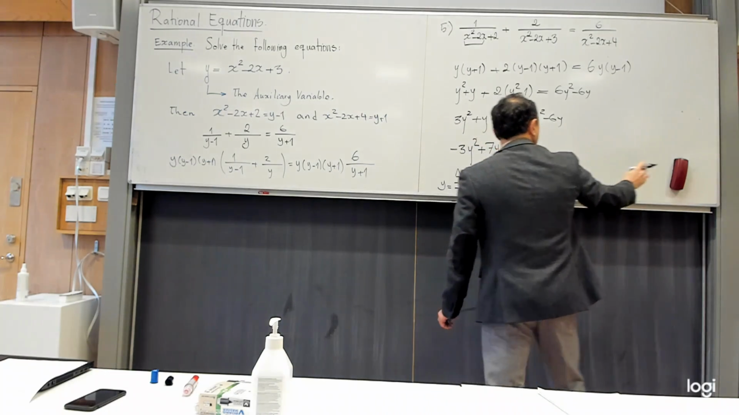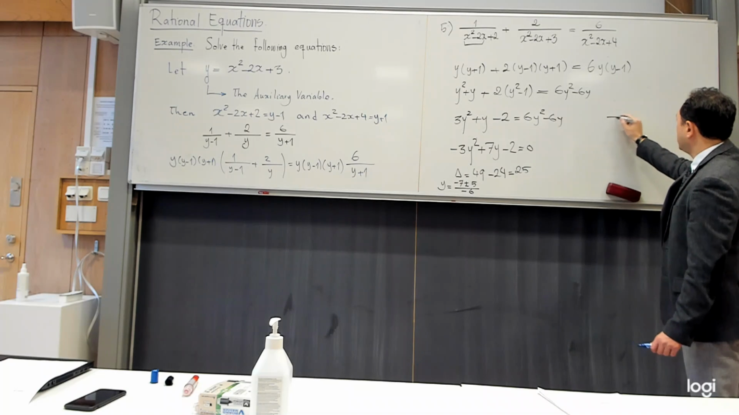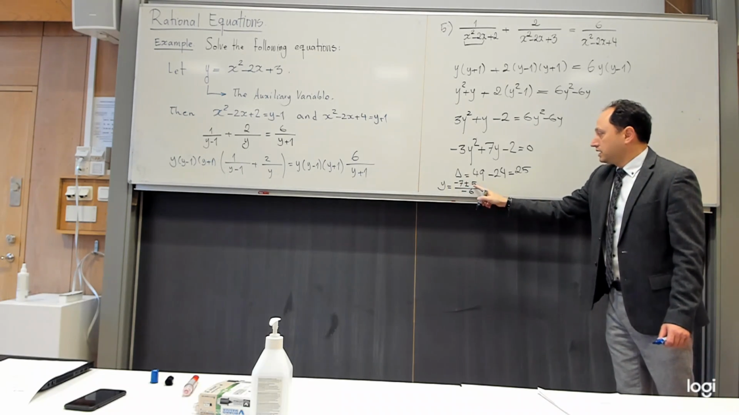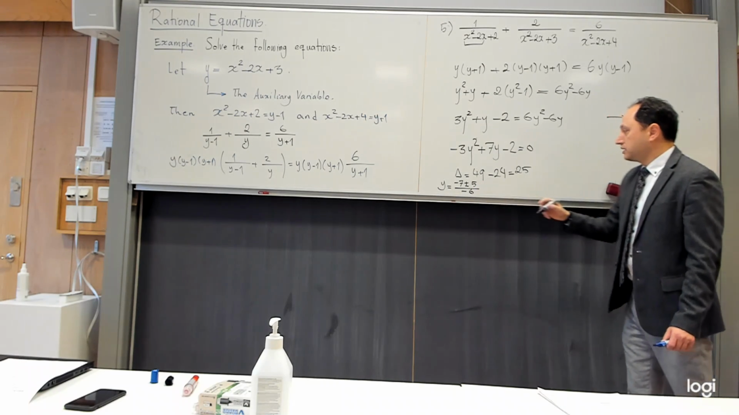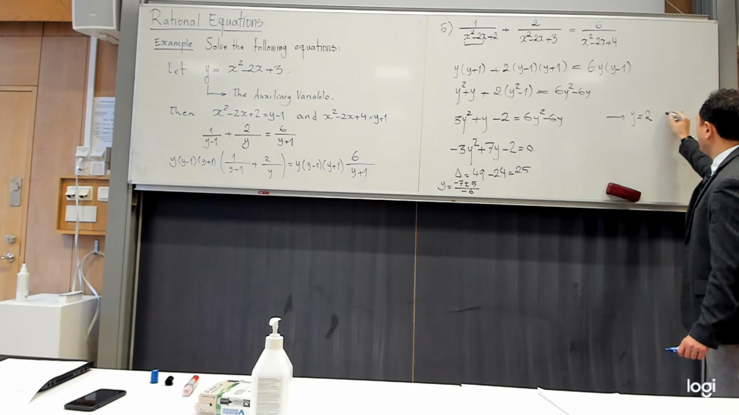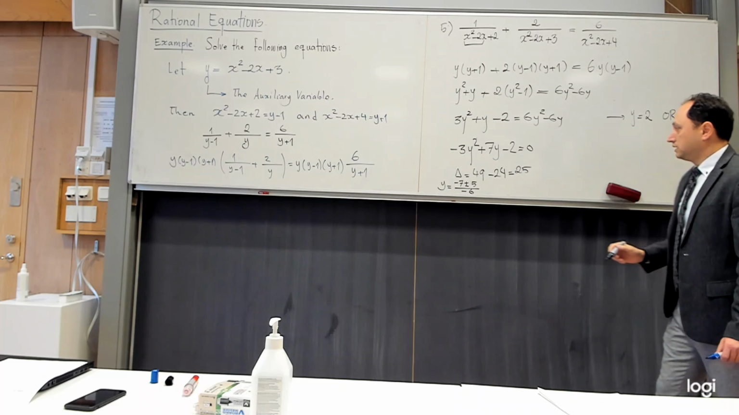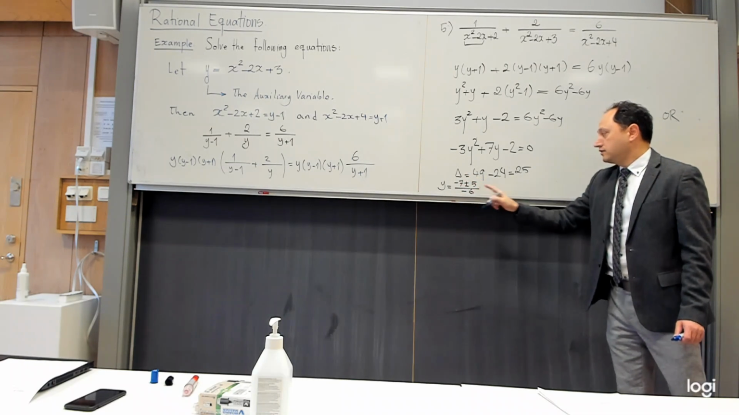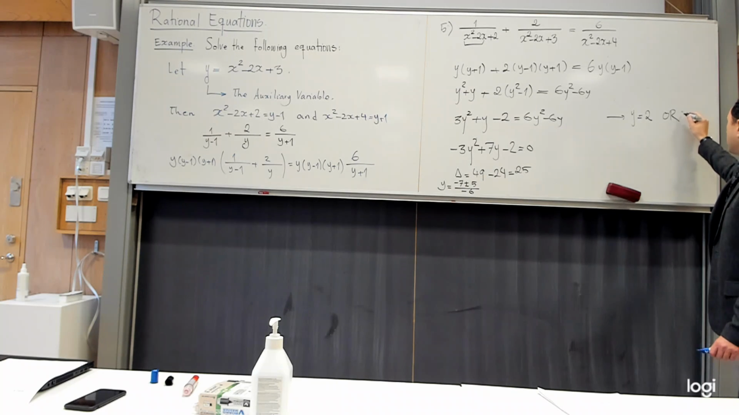Okay, so let me write it here. So then this means that y equals minus 7 minus 5 is minus 12 divided by minus 6 is positive 2, or minus 7 plus 5 is negative 2. Negative 2 divided by negative 6 is a third.